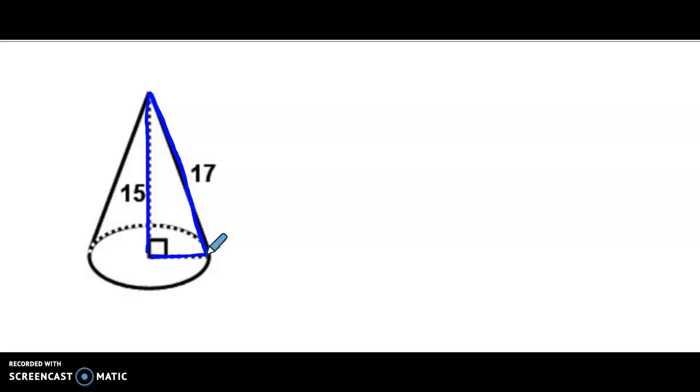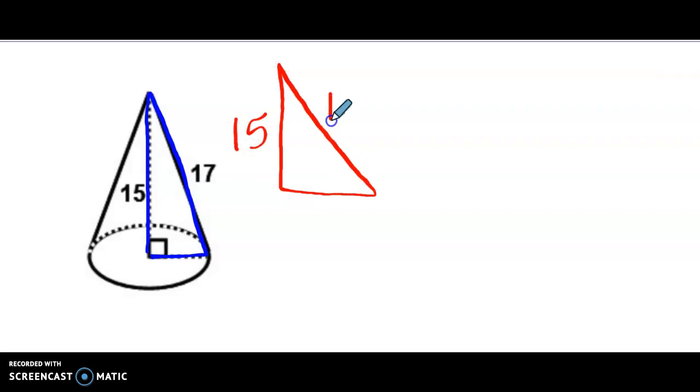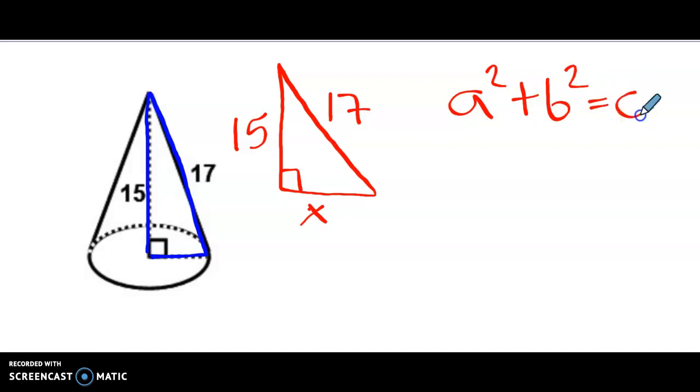The cool thing about this is if you look, it forms a nice right triangle inside, and so we have our 15 and our 17. Because it's a right triangle, because we have two values and we're looking for our third, we can actually use Pythagorean theorem, which is a squared plus b squared equals c squared.